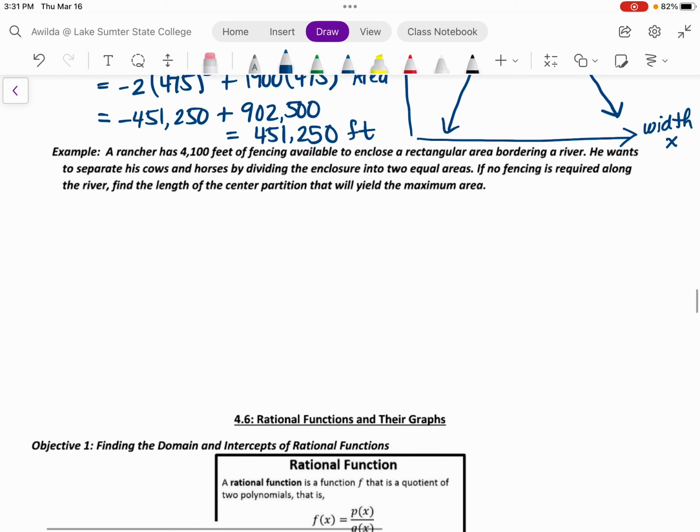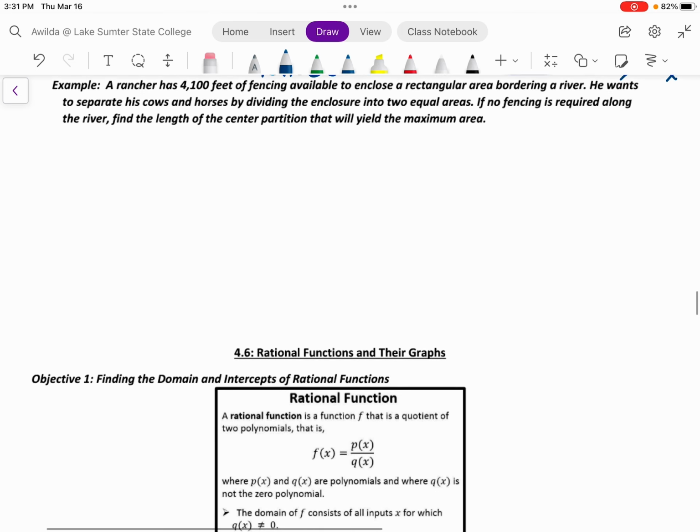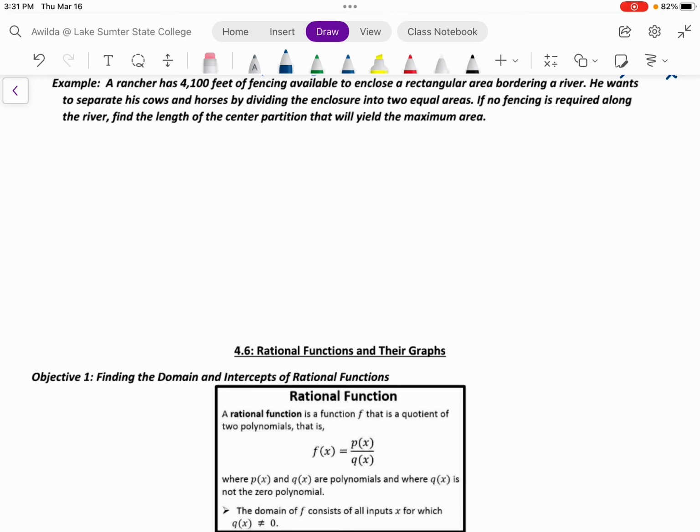Now here is a similar problem, but it is going to have one significant difference. Here we have a rancher that has 4,100 feet of fencing available to enclose a rectangular area bordering a river. So far, it seems like everything is the same as the previous example. Here's the difference though. He wants to separate his cows and horses by dividing the region or the enclosure into 2 equal areas. If no fencing is required along the river, we are to find the length of the center partition that will yield the maximum area.